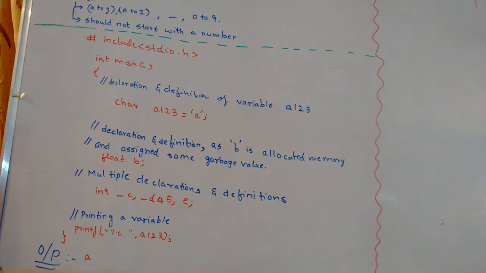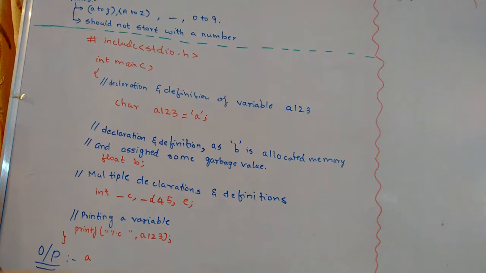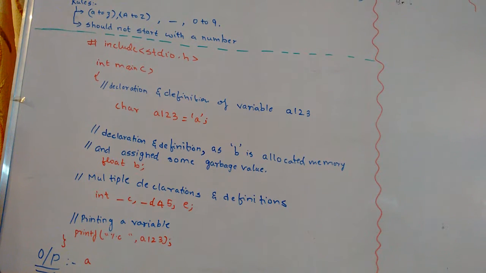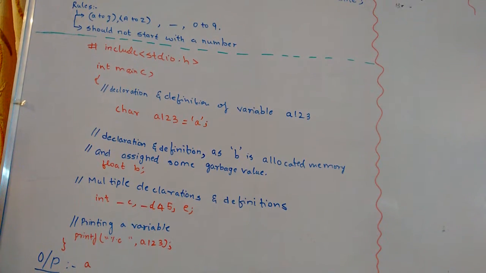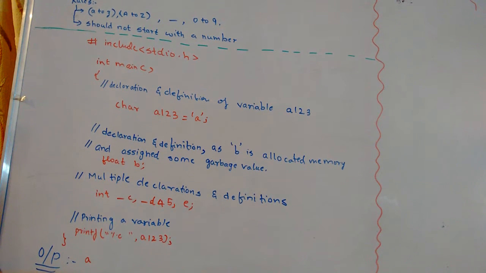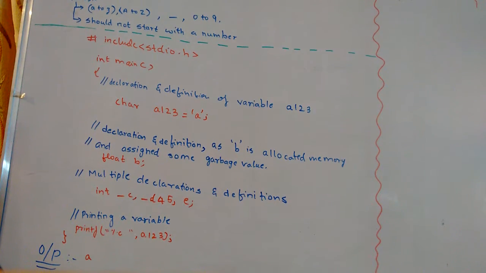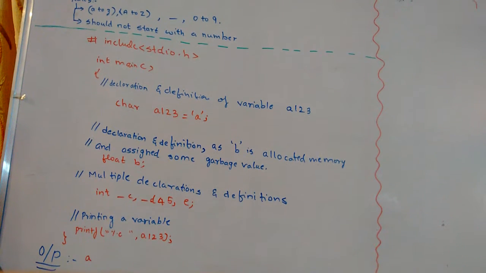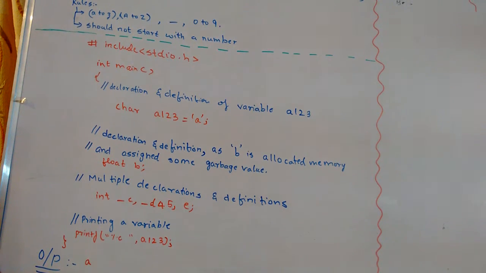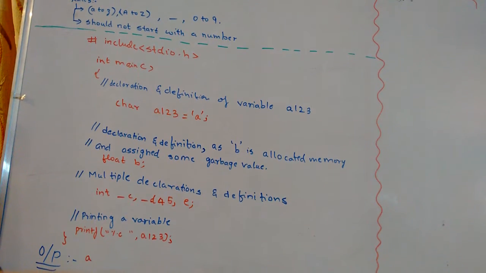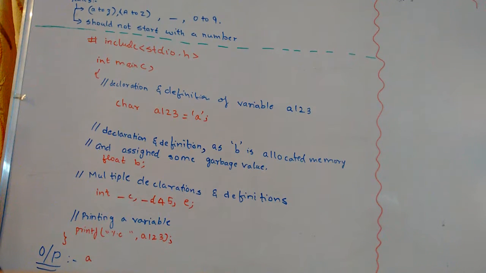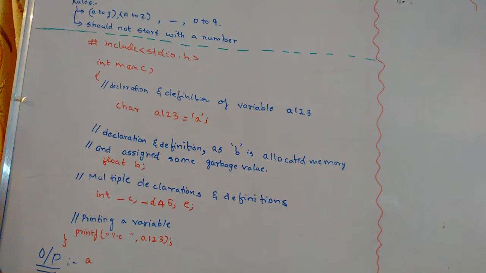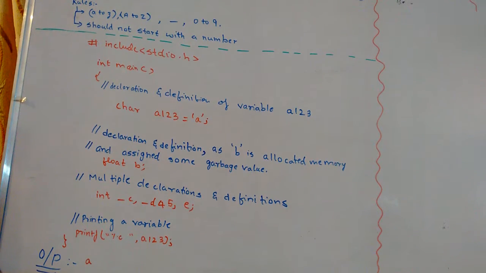In the next, I've done multiple declarations and definitions, as you can see. Integer type variable _c, _d45, e. These are the 3 variables of integer type. And of course, as soon as I mention them, variable declaration is over, and it would have some garbage value assigned to it, and also memory assigned to it. Therefore, variable definition, that is also over.